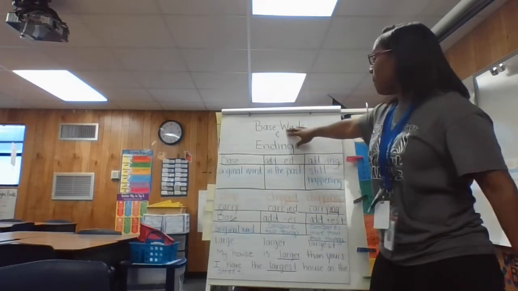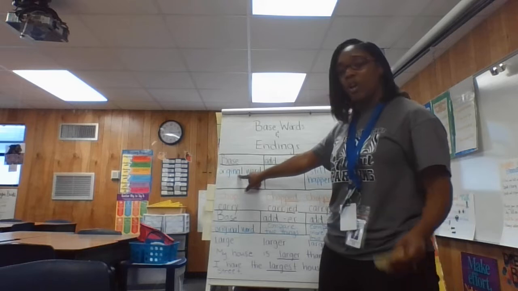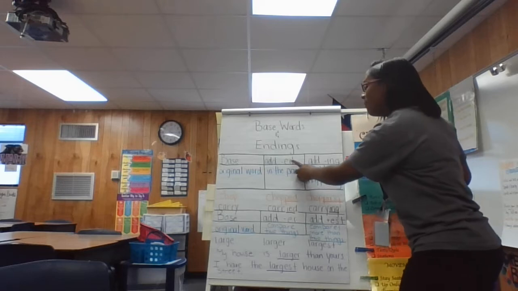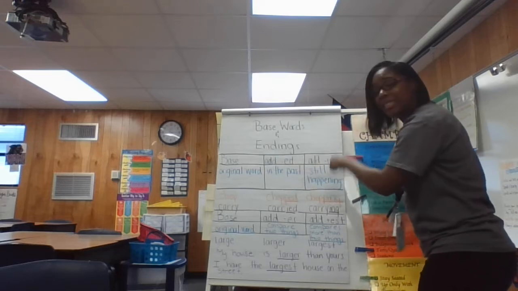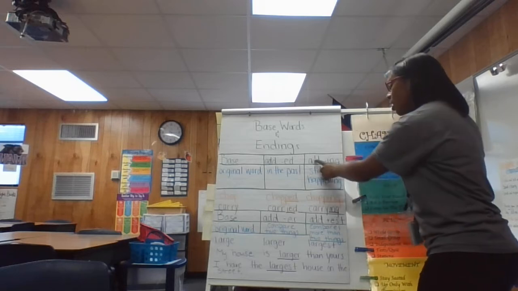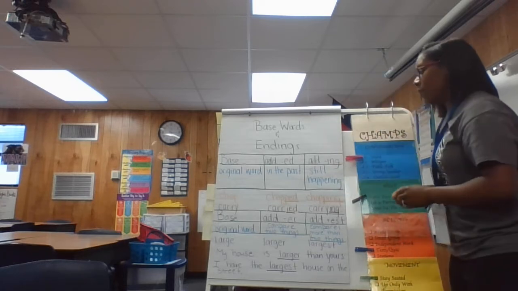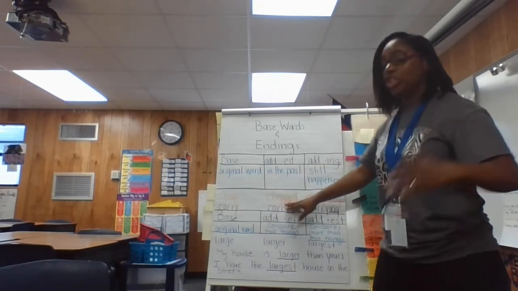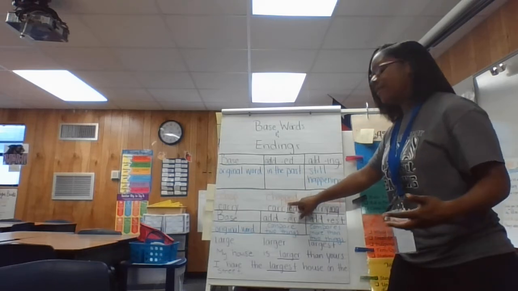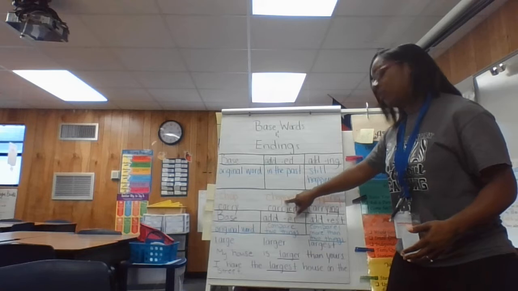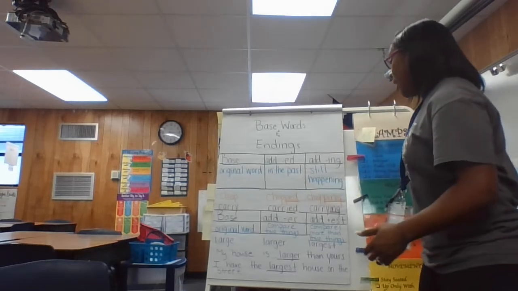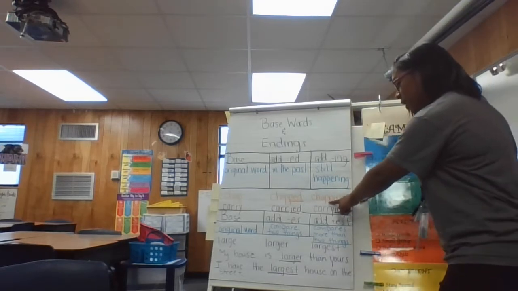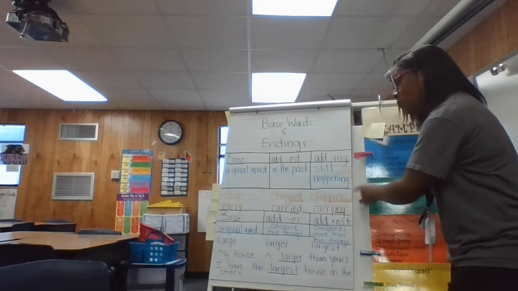You have base words and endings. The base word is the original word. If something happened in the past, you have to add ed to it. If something is happening right now in the present, you add ing to it. For example, the word chop. If you chopped onions last night, you would have to add a P and then ed. You have to double your consonant here. Now, if you are chopping onions, like right now, you add P-I-N-G. You have to double the consonant.